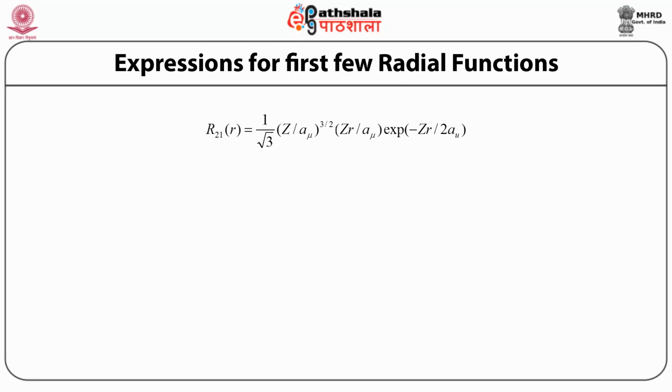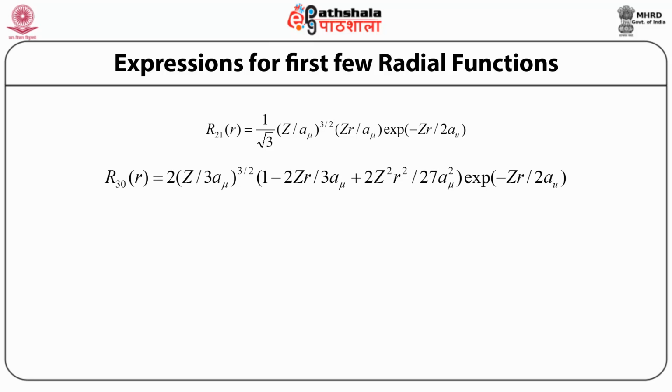Now R21 as a function of r equals 1 by root 3 multiplied by (Z by a_mu) to the power 3 by 2 multiplied by Zr by a_mu multiplied by exponential of minus Zr by 2a_mu, and R30 as a function of r is equal to 2 multiplied by (Z by 3a_mu) to the power 3 by 2 multiplied by (1 minus 2Zr by 3a_mu plus 2Z square r square by 27a_mu square), this whole multiplied by exponential of minus Zr by 2a_mu.